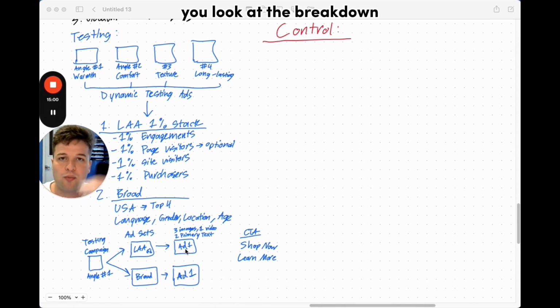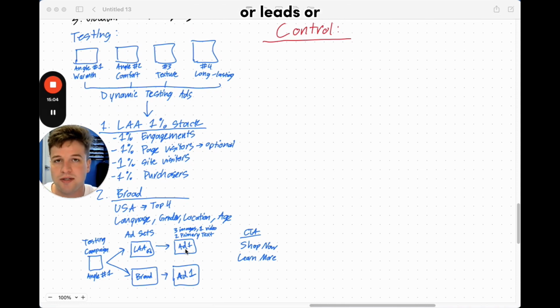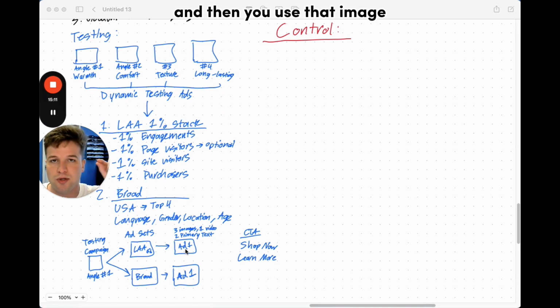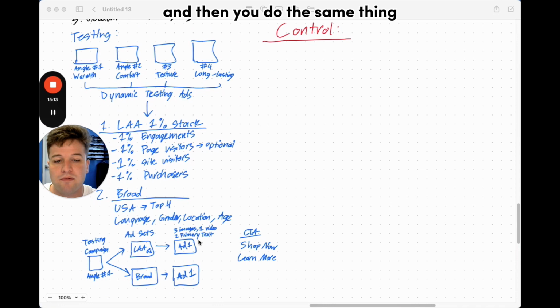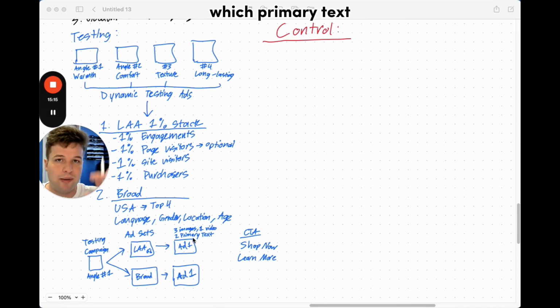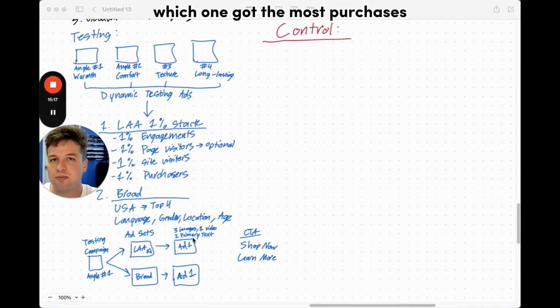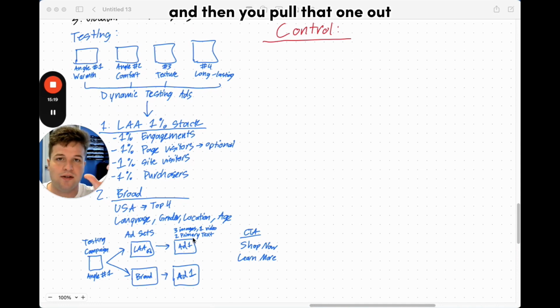Then you look at the breakdown and you look at which ads performed best and got you the most purchases or leads or whatever you do, whatever you sell, info products, regular products. Then you look at which image did the best, and you use that image. You do the same thing for the primary text, and you look at which primary text got the most purchases attributed to it, and you pull that one out. Then you look at the CTA, and you're like, which CTA did the best, which got the most purchases, and you choose that one, and that's your ad.